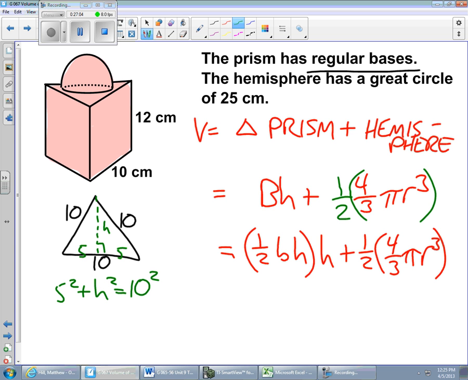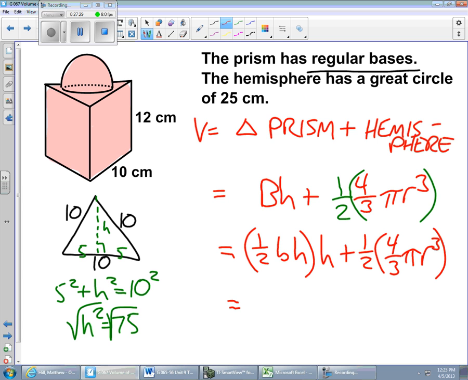Okay, when we clean this up, we're going to get 5 squared is 25. We'll subtract that to the other side. So we've got 100 on the other side. 100 minus 25 is 75. And then, of course, we don't want the height squared. We just want the height. So we would take the square root of both sides. And we have the square root of 75. Whatever that is, that's our value.